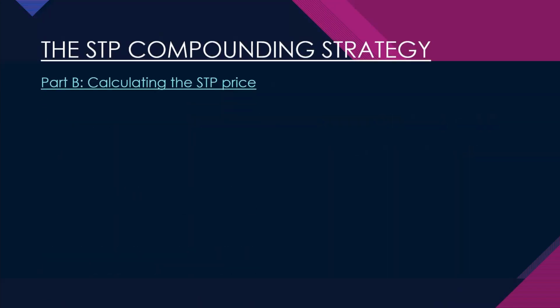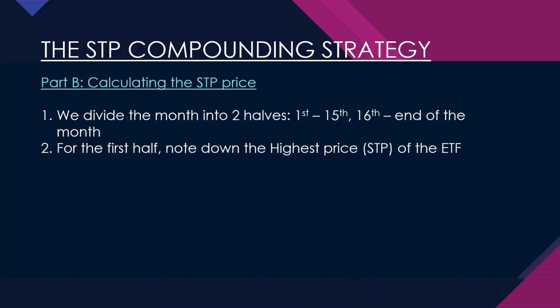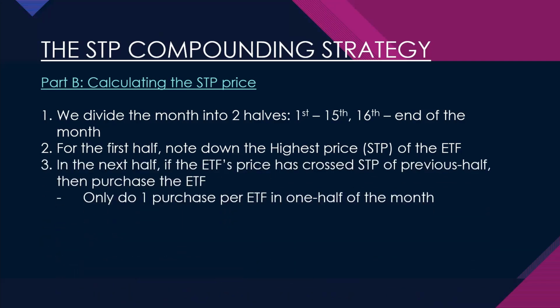Second part is, how do we calculate the STP price, the price at which we have to invest in that ETF? It's not like we will just randomly invest. We have to find a point which is ideal for investing in that ETF. So we divide the month into two halves, from 1st to 15th, and then from 16th to the end of the month. Then in the first half, we note down what was the highest price of that particular ETF. We note it down. The Google Sheet I've created will automatically provide it to you. And then in the next half, say you started from 1st to 15th for tracking the highest amount of an ETF, then from 16th to the end of the month, you will have that investment period.